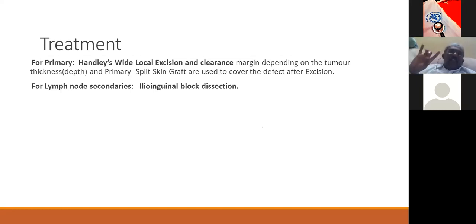So what N is this, according to you? N1B, sir. You said you don't have in-transit, you don't have satellites, you don't have any other evidence of tumor budding. So you do not have any other skin changes along the path of the tumor spread or tumor lymphatics. So do you still want to do an ilioinguinal block dissection, or do you want to do something before that?